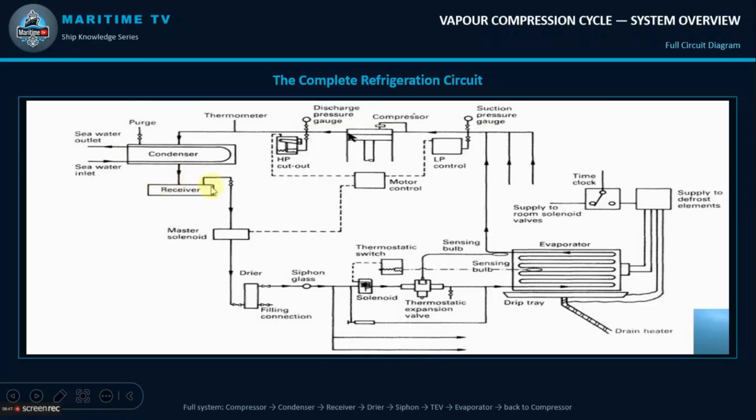This is the receiver for storage of liquid refrigerant. Also, we have this master solenoid. Also, we have this dryer. As taught here, this is the dryer after filtration to remove debris from the refrigerant. Also, we have this filling connection for filling refrigerant. So we have this sight glass which shows the level of refrigerant. Let's continue.